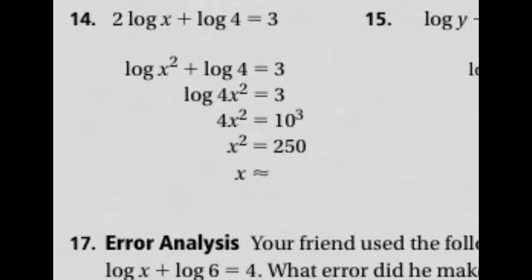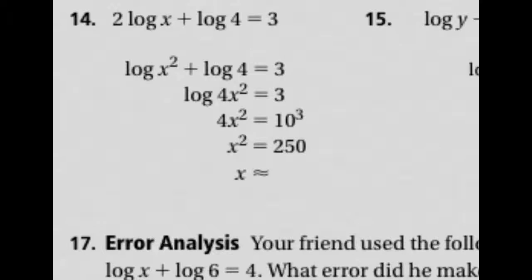Okay, the next ones are going to get a little bit more involved. 14, 15, and 16. 14's already started for us. There's a lot of work already done. 2 log of x plus log of 4 equals 3. First thing we do is take that 2 and turn it into an exponent. Log of x squared plus log of 4. Then we put the two logarithms together using the product property. Since it's addition, we turn it into multiplication. So log of 4x squared equals 3.